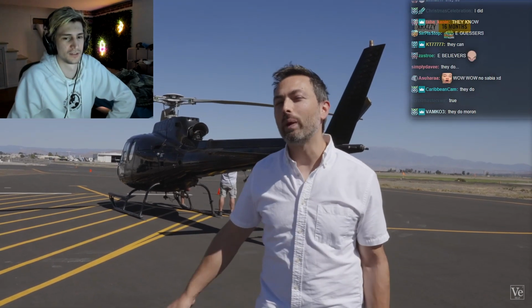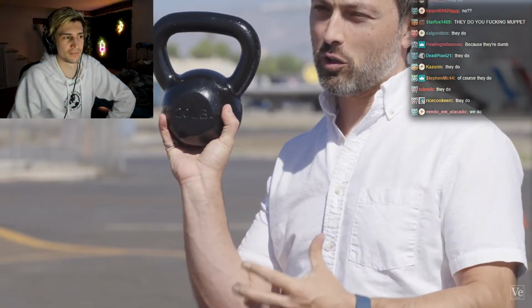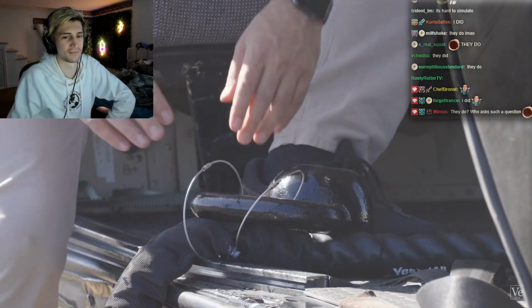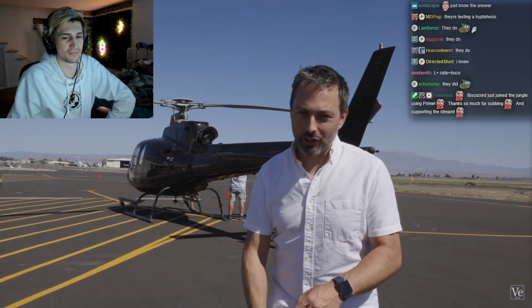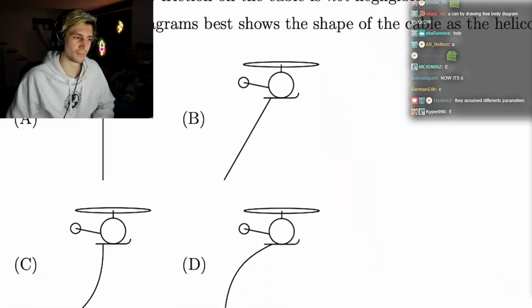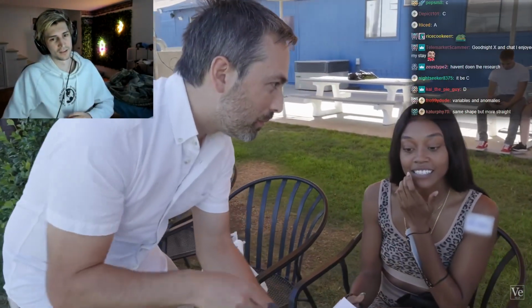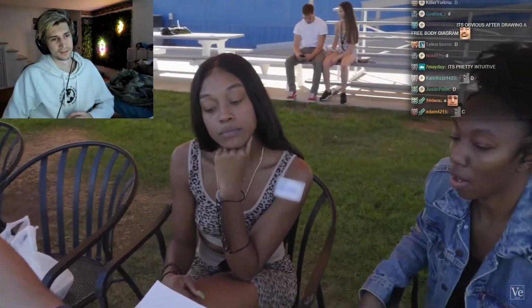What would happen if we added a weight to the end of the rope? Here I have a 20-pound, that's an 8 or 9 kilo kettlebell, and I want to ask you to make a prediction. What shape do you think the rope will make now? Will it still be that diagonal, or will it be one of the other 5 options? One more question for you. If we chucked a weight at the bottom, which shape would it be?